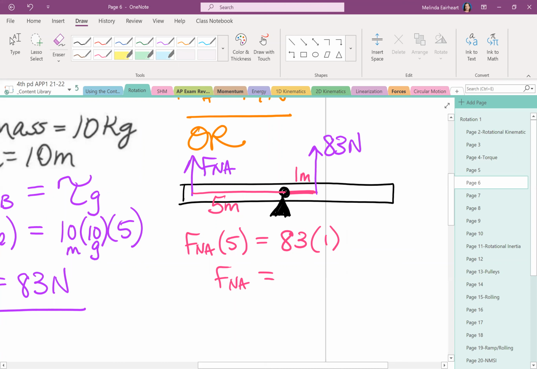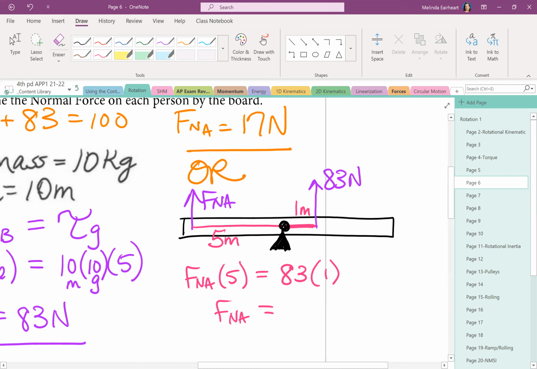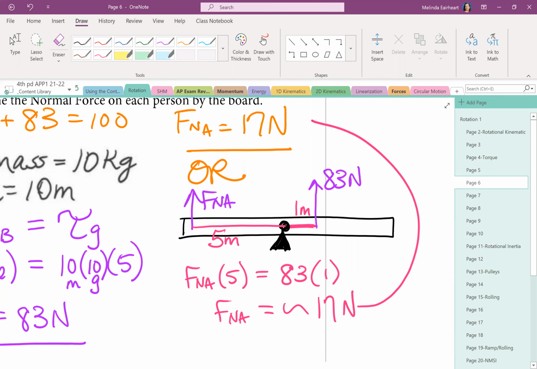What's 83 divided by 5? 16.77, right? And I had rounded the other number. Same, right? So about 17 newtons. Same. So yeah, your second calculation, it can just be forces, or you can do another torque rotation or equilibrium solve, but you got to move the fulcrum so that your unknown has a torque. Good deal?